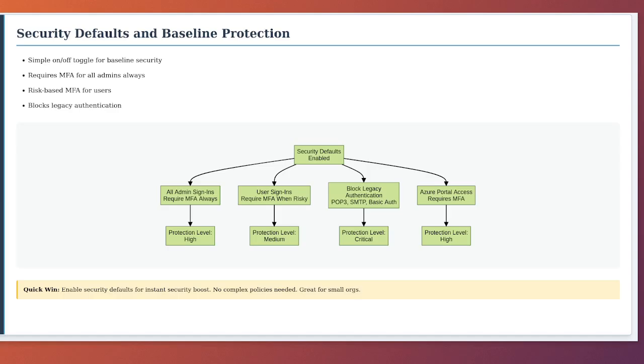Security defaults are designed to be simple. They're either enabled or disabled for your entire tenant. When enabled, they immediately improve your security posture without requiring complex policy configuration. This makes them ideal for small organizations, startups, or anyone who wants strong security without the complexity of configuring individual conditional access policies. Larger organizations or those with complex requirements typically disable security defaults and implement custom conditional access policies instead.